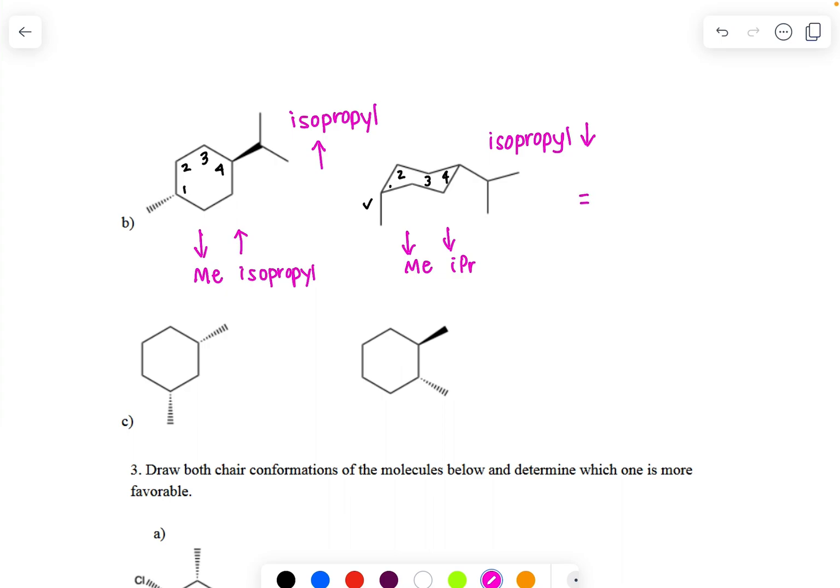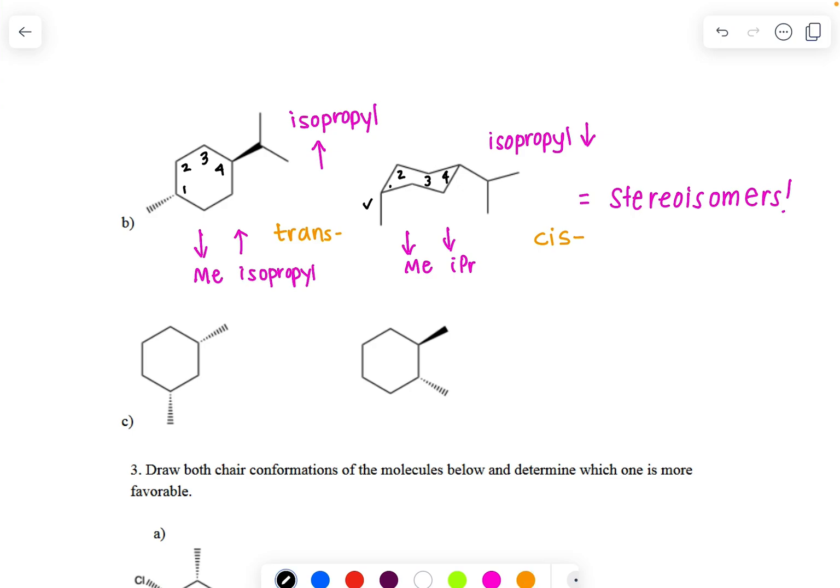That makes these stereoisomers. The left one with down and up, this would be trans. And the right one where it's down, down, that would be cis. So those are stereoisomers.